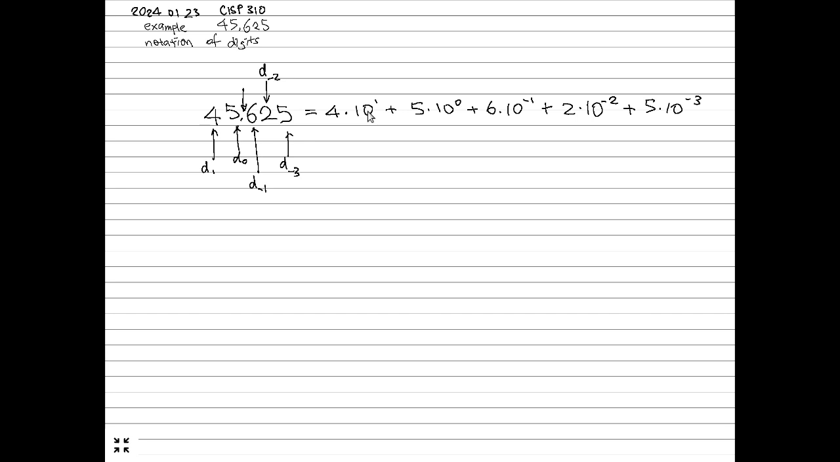Are we good so far? All right, okay. So do we have a digit D-4 or a digit D-2 in this number? Now, that is a trick question. So the answer is no and yes, okay? The answer no is they're not spelled out. The answer yes is they're all implied to be zeros.